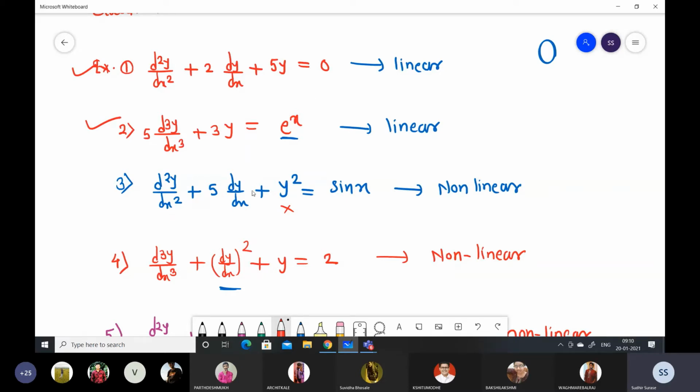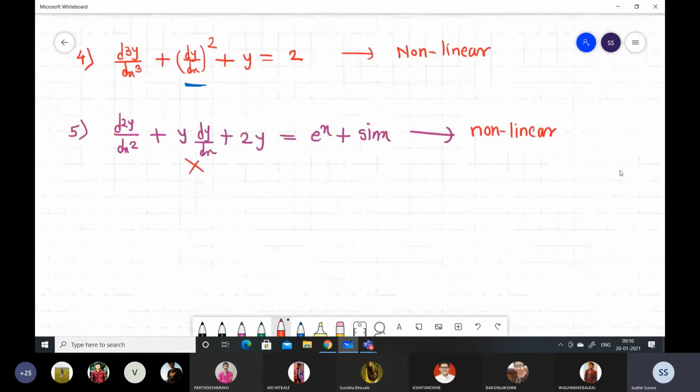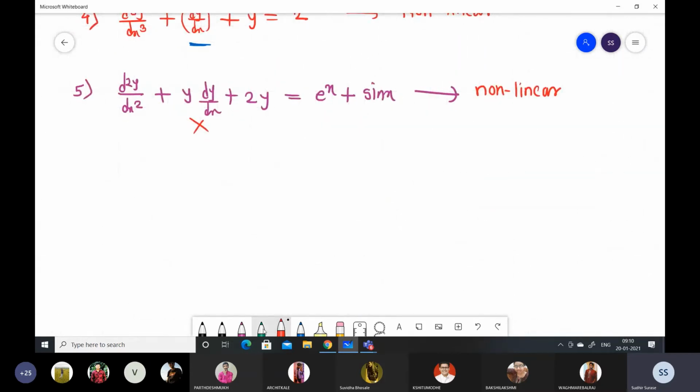And all the requirements means there should be no product of the dependent variable with its derivative, the power of the dependent variable has to be 1, and the power of differential operators has to be 1. Okay, that is degree. Now the next question in everyone's mind is how to solve a higher order linear differential equation with constant coefficients.